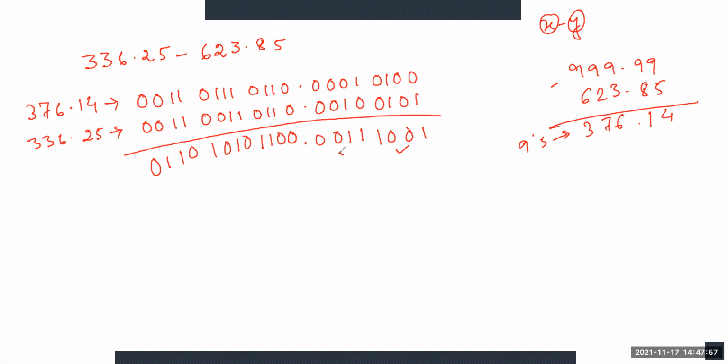Next is also valid. The third one is 8 plus 4, so it is 12, so it is invalid BCD. Next one is 10, so this is also invalid, and this is valid. So here you can see the 2 digits are invalid BCD and 3 digits are valid BCD. To convert from invalid to valid, we add 6.